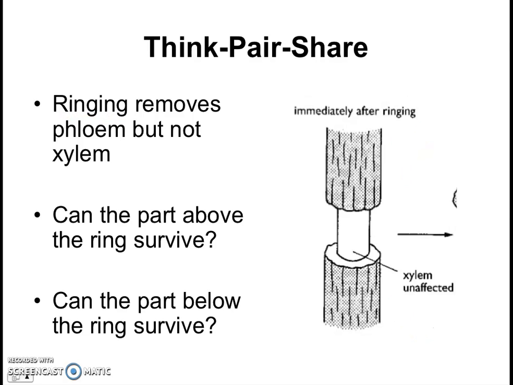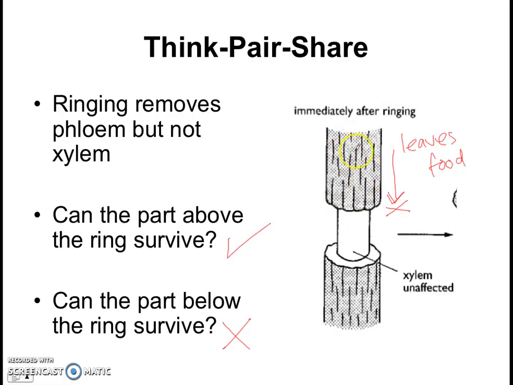Alright, so hopefully you've thought about it for a while. And the answer is this. The part above the ring can survive, but the part below the ring will not survive. Now here's why. Now remember, above the ring are where I find my leaves, and leaves are where food is made. So normally, leaves make food, and the food needs to be transported down to the roots. However, the phloem has been removed, and phloem transports food. So the food is not going to be able to get to the roots. So the part below here will die.